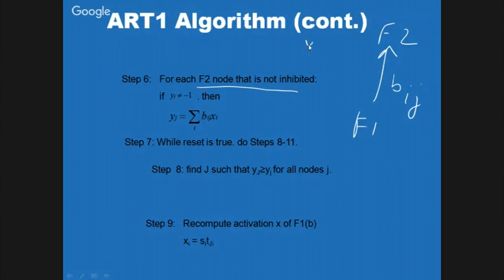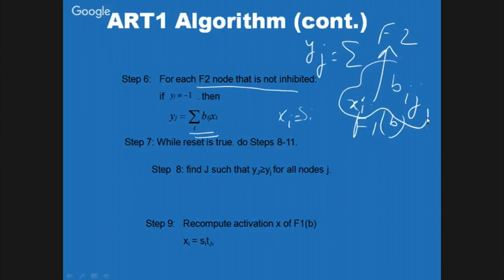So what will be the Yj? Yj is your net. Now what will be the Yj? That will be the summation of Bij into Xi, right? Since Xi equals Si, Xi will be in the F1B layer, there will be X1, X2 or Xi. So Xi into Bij, and the summation of these will be the final net, that is your Yj. Again it will be in the loop if the reset is true, right? If reset is false, then it will come out of the loop.